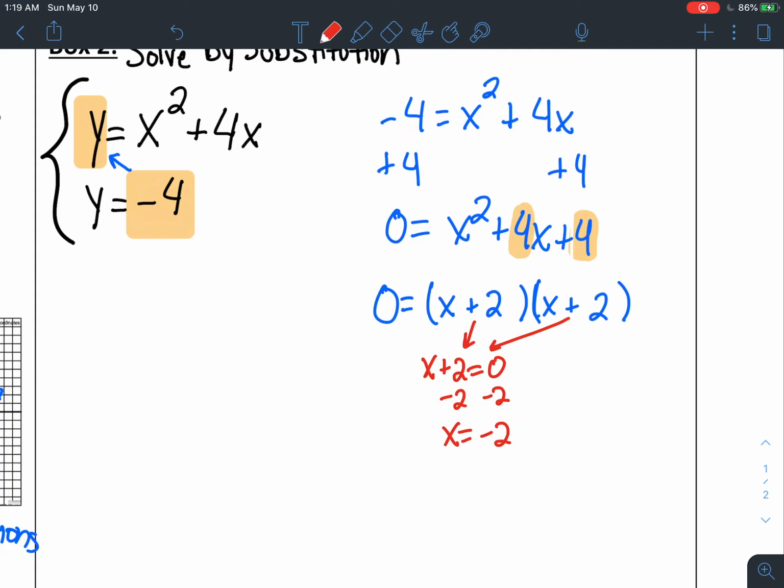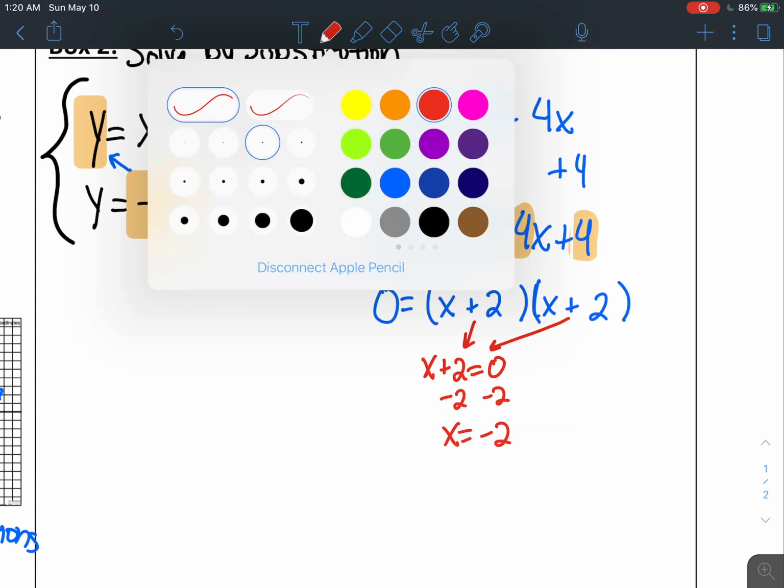But in this case, we're in a little bit of a unique situation because I started off already knowing what y was. I knew that y was negative 4, so I don't have to solve for that again. If I plugged in negative 2 in that top equation, I'd better get negative 4 back out, which if you check it, it does.